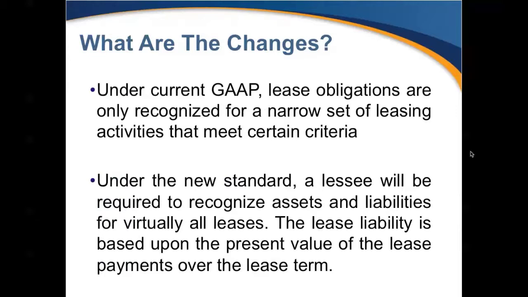Under the new standard, 842, a lessee is required to recognize a lease liability and a right of use asset for virtually all lease obligations. The only exceptions are narrowly defined short-term leases, 12 months or less. That has presented a major challenge for a number of companies. And the lease liability, as indicated on the slide, is based upon the present value of the lease payments over the lease term.